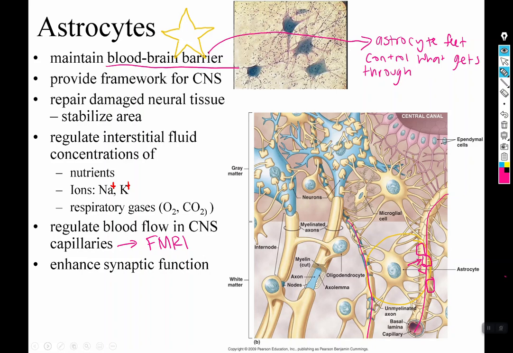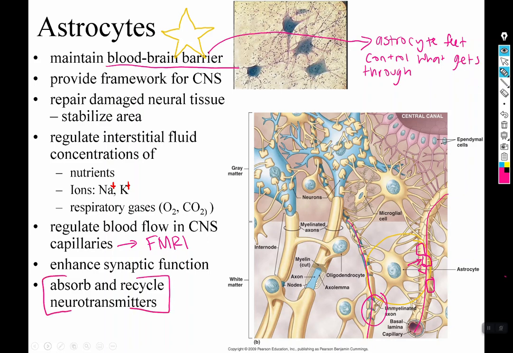And finally, they can enhance synaptic function via their association with axons. But we're not going to get too much into that because it's just beyond the scope of this class. However, what I will say about it is this. They are involved in the reabsorption and recycling of neurotransmitters at some synapses. But again, exactly how they do that, you don't need to know.